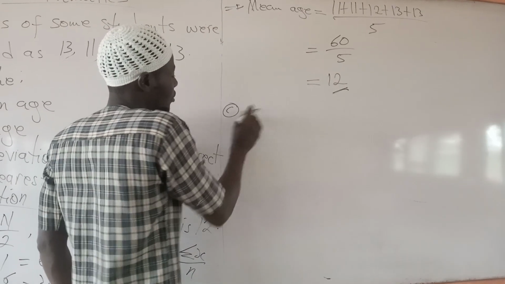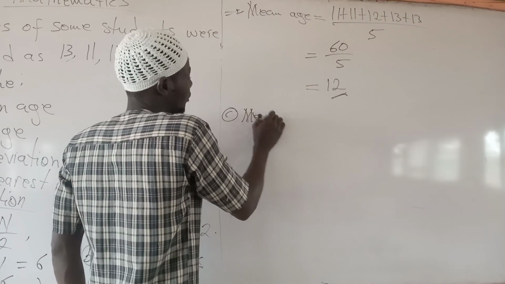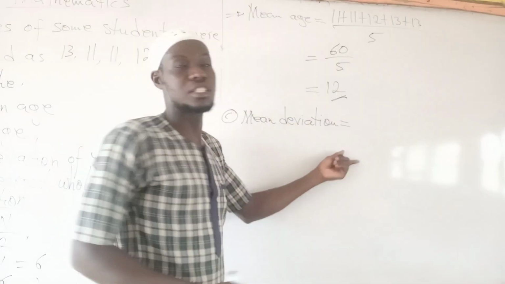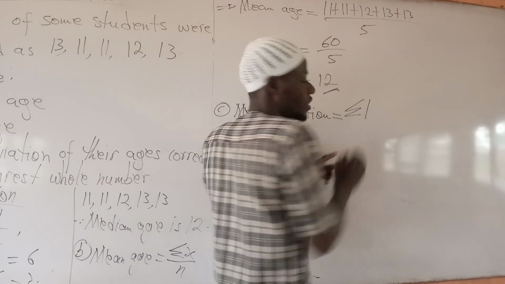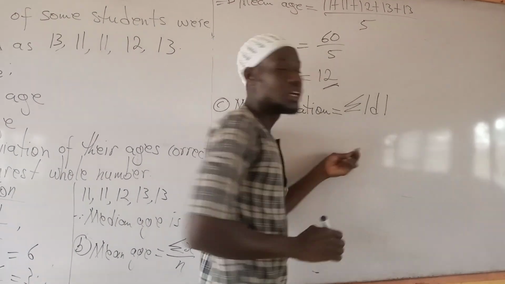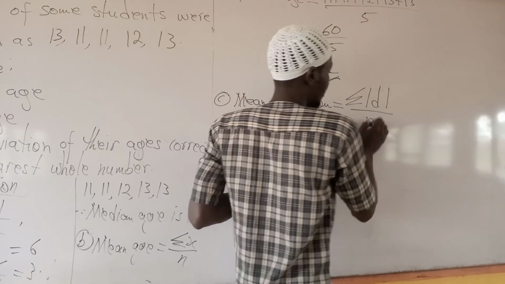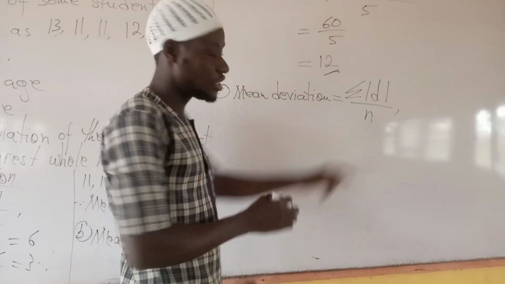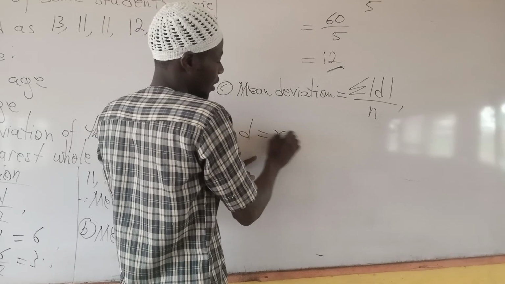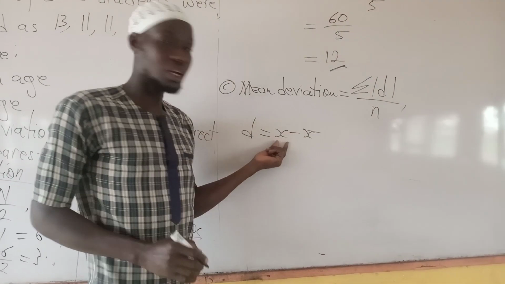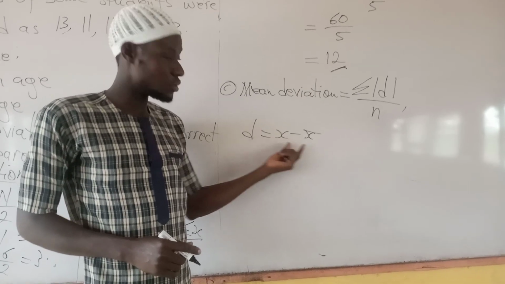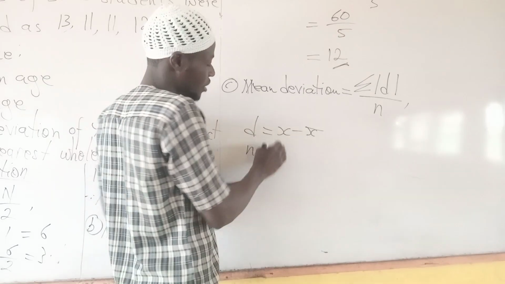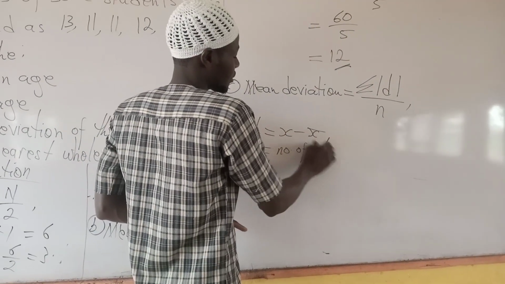Then C, the mean deviation. The mean deviation is the sum of the absolute values of the deviation of the ages from the mean divided by n, the number of ages. Where this d is the deviation of the individual ages from the mean. The x bar here is the mean, and the n is the number of students, the number of ages.